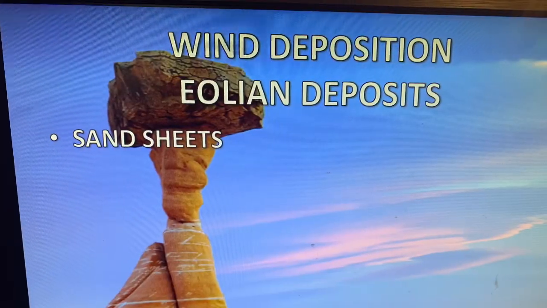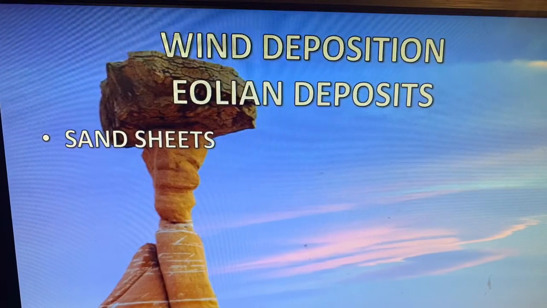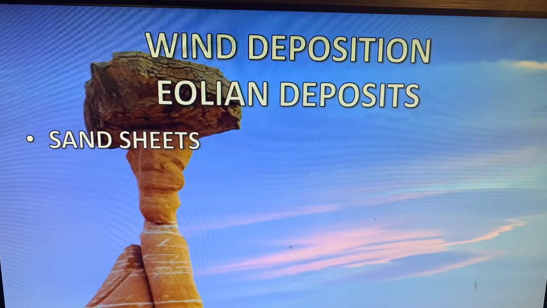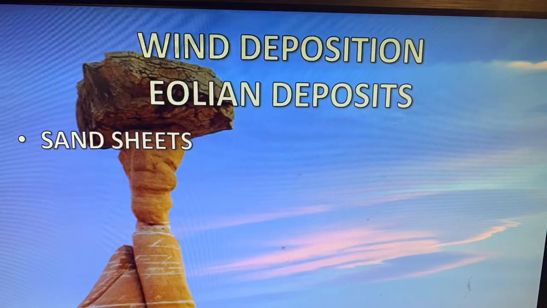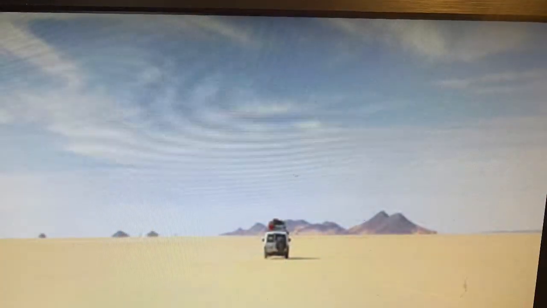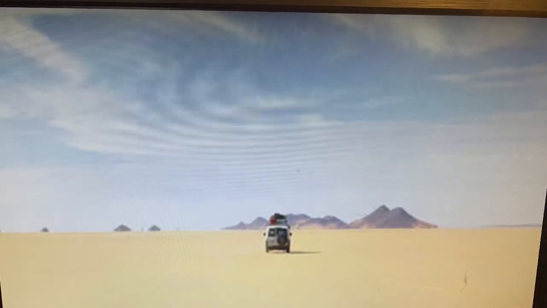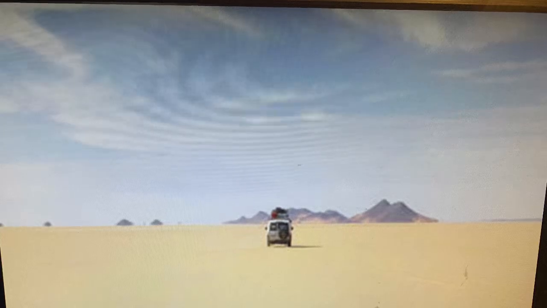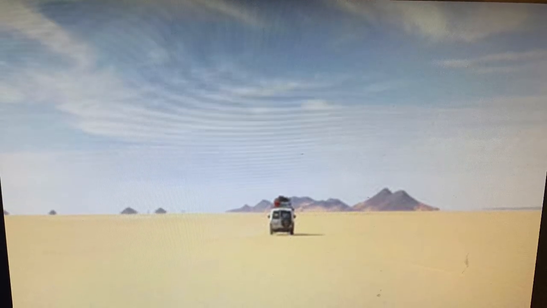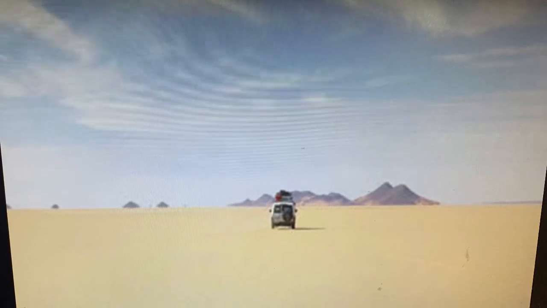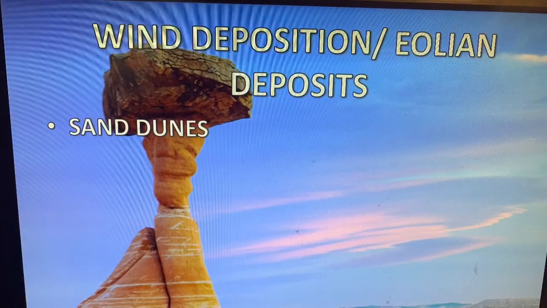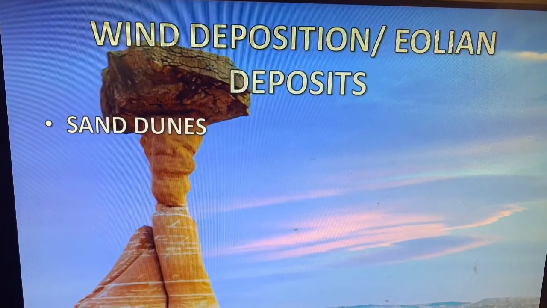When we're talking about wind deposition, or what we call aeolian deposits, there are a couple different types. The most common is what we call a sand sheet. And this is exactly what it sounds like. This is a large, flat, open area, very little elevation, very low gradient, of just layer upon layer of sand. These wide open expanses that you think of when you see images of the Sahara Desert or the Mojave or the Arabian Desert. That's what you think of when you think of a desert. What you're thinking of is a sand sheet, just a large, flat area of tons and tons of sand.